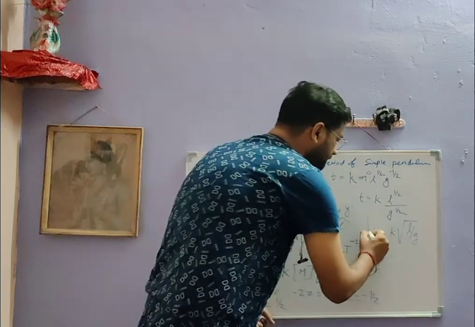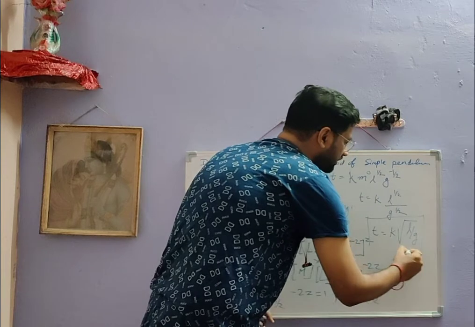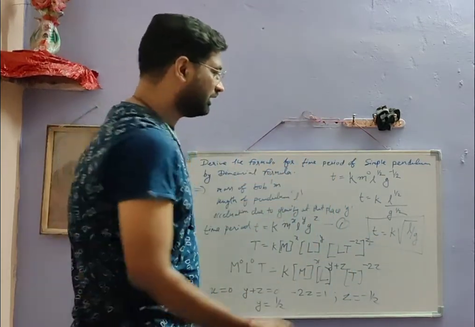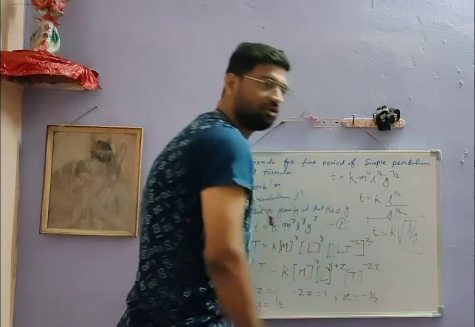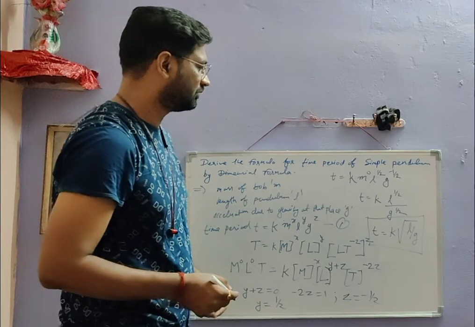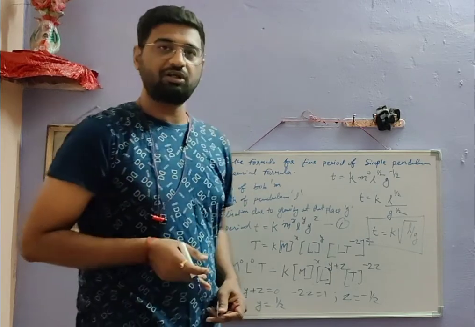This is the formula for time period of simple pendulum. Here, this constant k cannot be determined by dimensional formula. Okay, this is the limitation of dimensional formula.